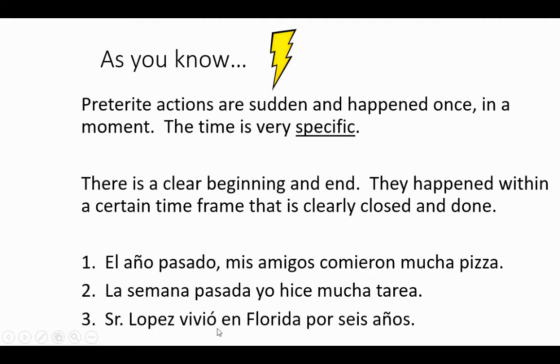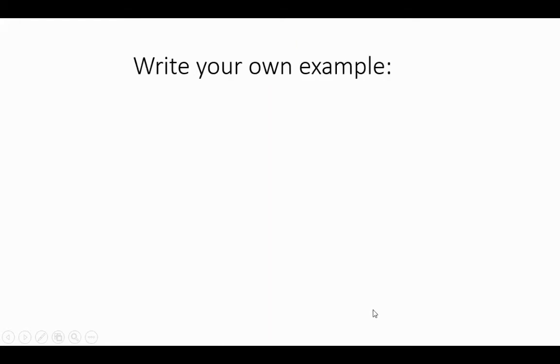El señor López vivió en Florida por 6 años. Mr. Lopez lived in Florida for 6 years. It started before the 6 years and ended after. Perfect example, started and stopped 6 years.